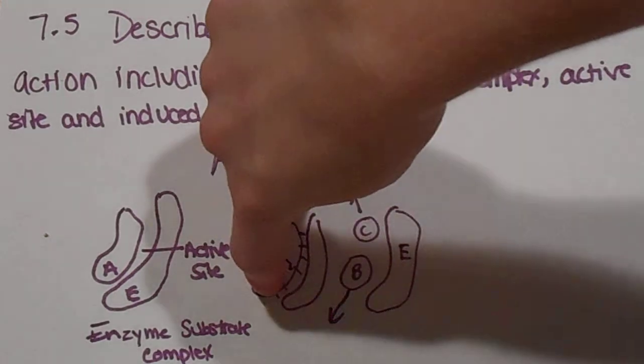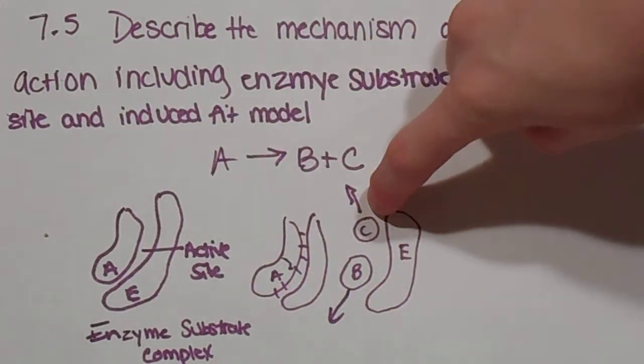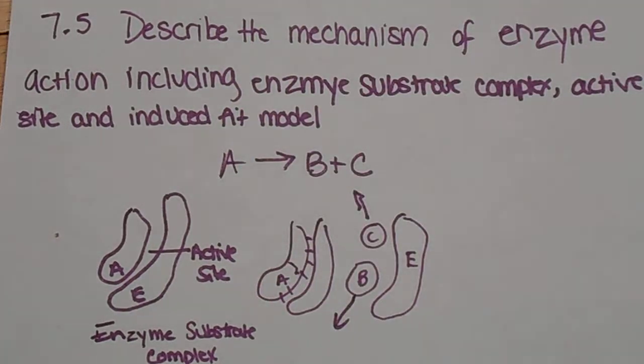It puts the strain on A to produce B and C, and then once B and C are produced, they no longer fit and they're no longer compatible with the enzyme, so they leave the enzyme, and the enzyme is now open and ready to accept another A that it's again compatible with.